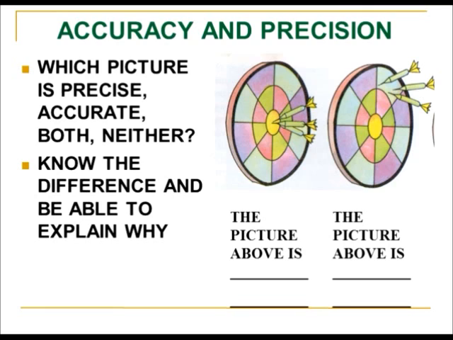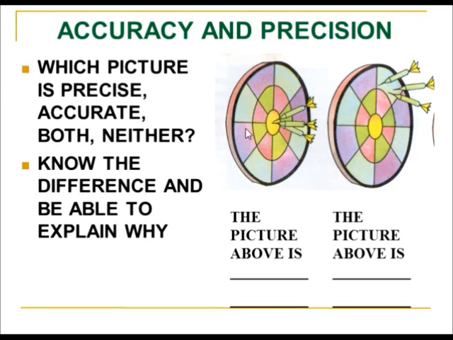Here's a more visual example, and we'll probably show this to you in class. Here's a dartboard, if you've ever played darts. I'm aiming for the bullseye. When I look at this picture, is it precise? Is it accurate, or both, or neither? And in this picture over here, my darts are in the same section, but it's not the bullseye, so are they accurate, precise, both, or neither? So just be able to know the difference.